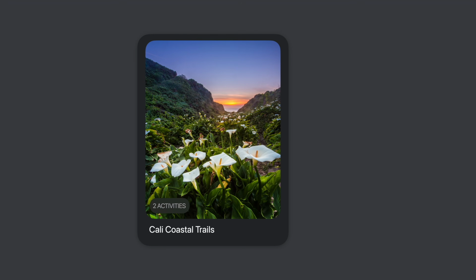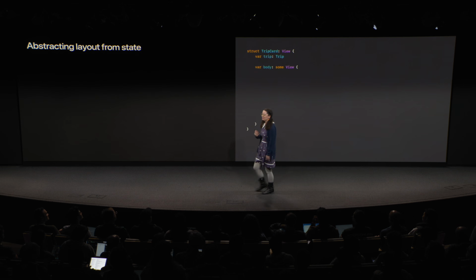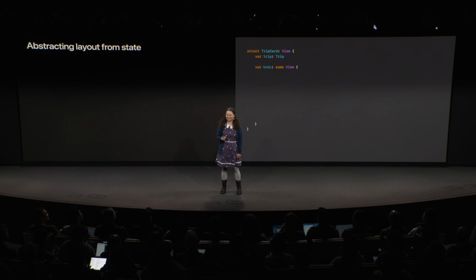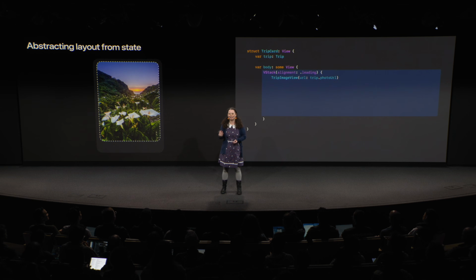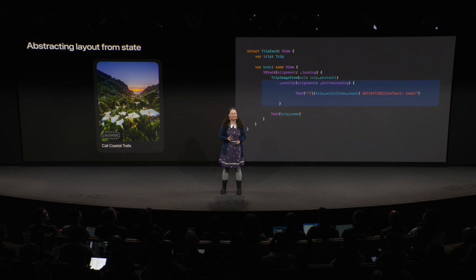Now I'll discuss how I built the layout for the trip cards in the wishlist app, as shown here, to explain how to abstract layout from state. The trip card is shown against a plain dark background. It has a VStack containing an image representing the trip and a text view with the trip name. The trip image view has an overlay that displays the number of activities, but only if the count of activities is greater than 0. Otherwise, the text is never created and SwiftUI won't render the activities overlay.